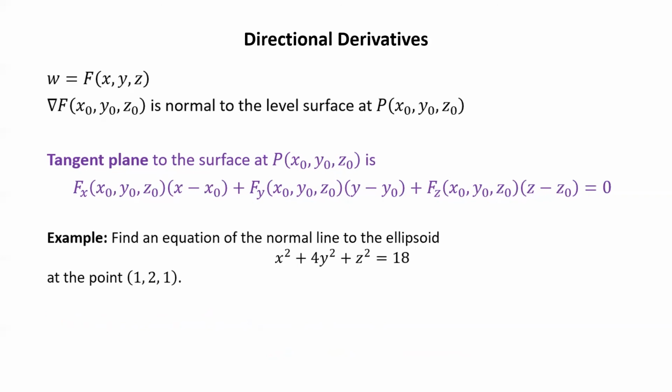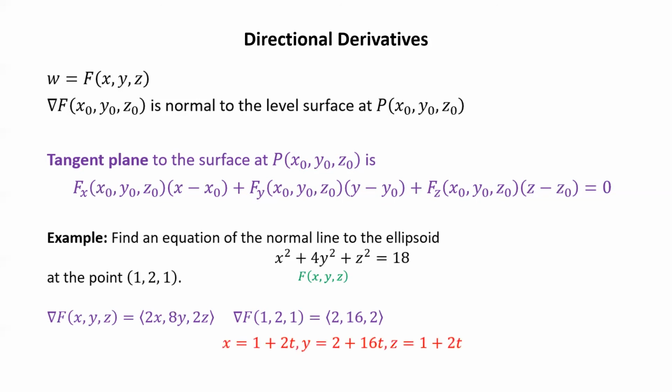Also, we could use the same information to find an equation of the normal line to the same ellipsoid at the same point. Go ahead and pause the video and try to write an equation of the normal line, and then resume the video to check your answer. So once again, I'm just rewriting the same information. Capital F is the expression x squared plus 4y squared plus z squared, and we have the gradient here at the point (1, 2, 1). We can now write an equation of the normal line. We use the point (1, 2, 1) and the vector (2, 16, 2) to get x equals 1 plus 2t, y equals 2 plus 16t, z equals 1 plus 2t.